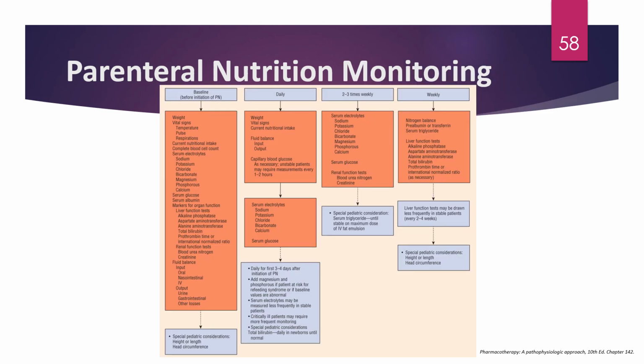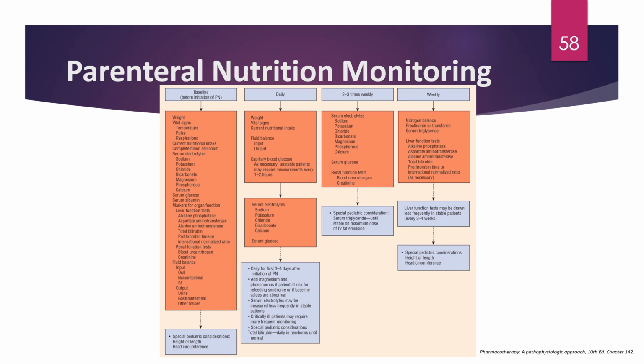These are just some examples of the types of labs that you can monitor for PN therapy. I'm not going to expect you to know this list. This is actually a good reference that your textbook Piro provides in terms of what you have to monitor regularly. Usually at baseline, we typically will monitor weight, vital signs, serum electrolytes, glucose, albumin. We might monitor LFTs and renal function, fluid balance.